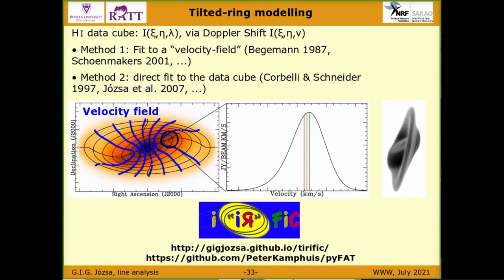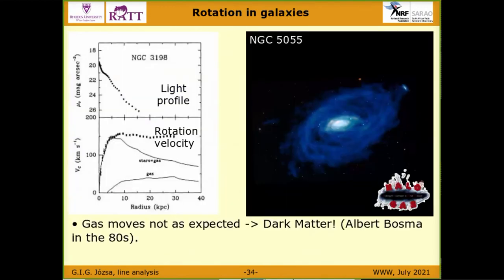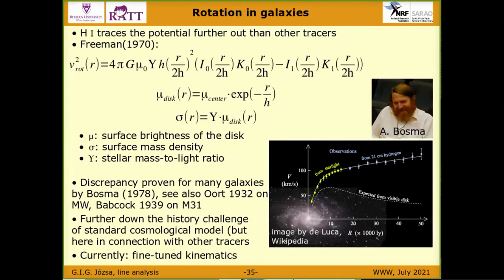And then you can go as complicated as you want in terms of expanding the tilted ring model to get more complex structures that you parameterize in a galaxy. I'll show you in a moment. The thing is, the gas doesn't move as expected. This was where dark matter in galaxies finally got established. If you take a rotation curve, and please look at the bottom right picture, the shape you expect when looking at the light distribution would be something like this dashed curve here.